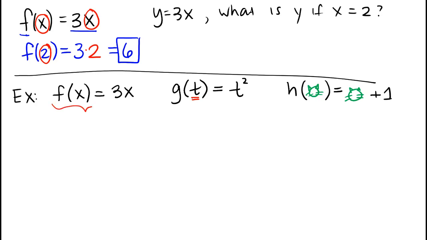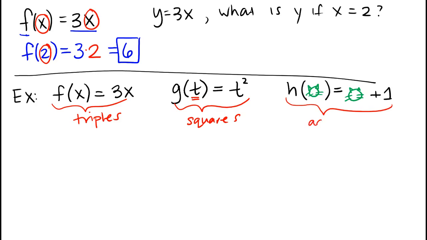So in words, what do our three different functions do? Well, f of x triples, right? The f function triples whatever we put in. The g function squares, right? It takes whatever we put in and it squares it. And the h function adds 1. So that's, in words, what our different functions do. Again, it doesn't matter what I name or put inside of the parentheses as long as it matches here. And then we got it.